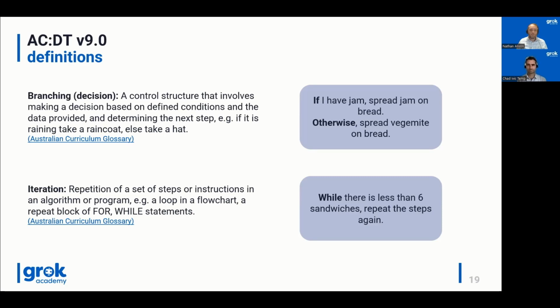So, for example, I'm making a sandwich, or I'm making a number of sandwiches. If I have jam, I spread jam on bread. Otherwise, I spread Vegemite on the bread. So I've had to make a decision based on what's available to me in my pantry. That's the decision I've made in that particular case. So we've branched off into two possibilities, and then we might come back together again to stack the sandwiches up or something.